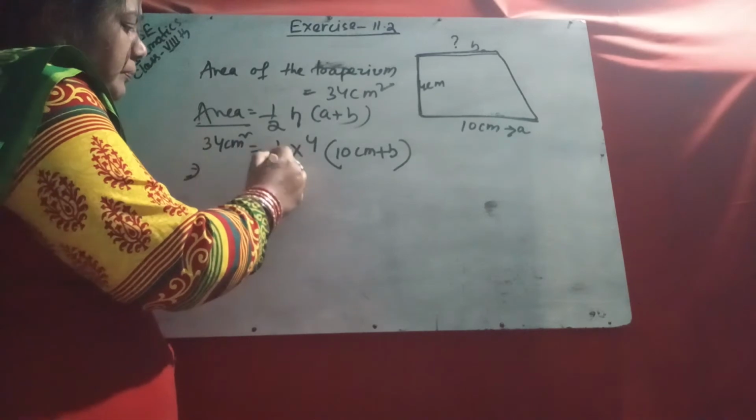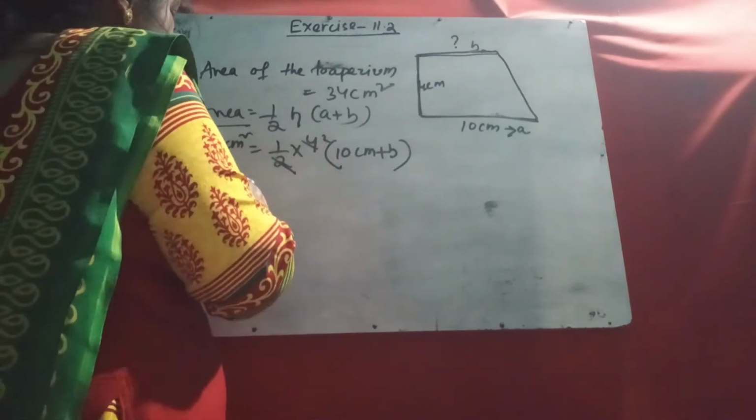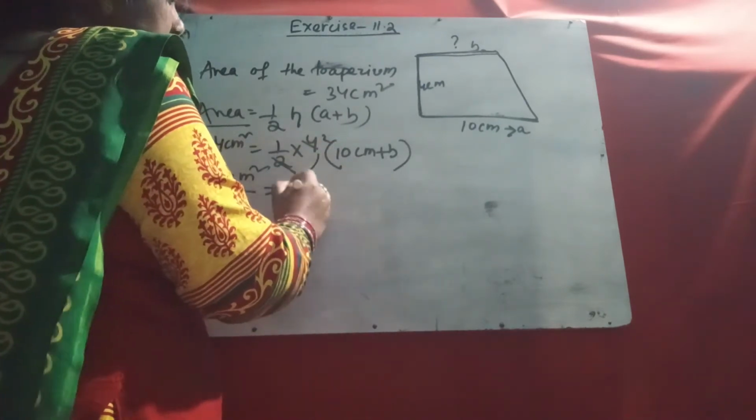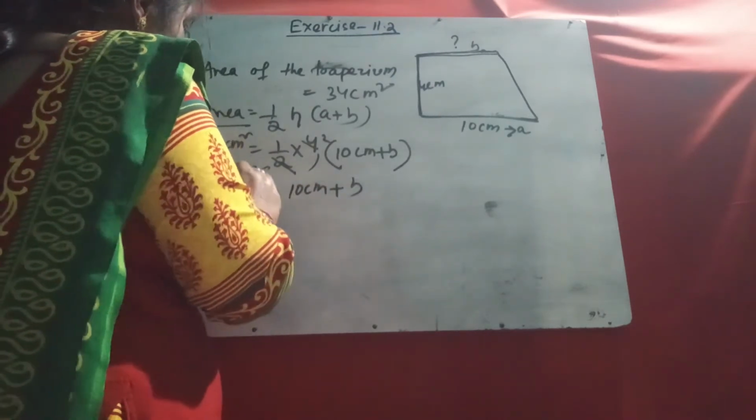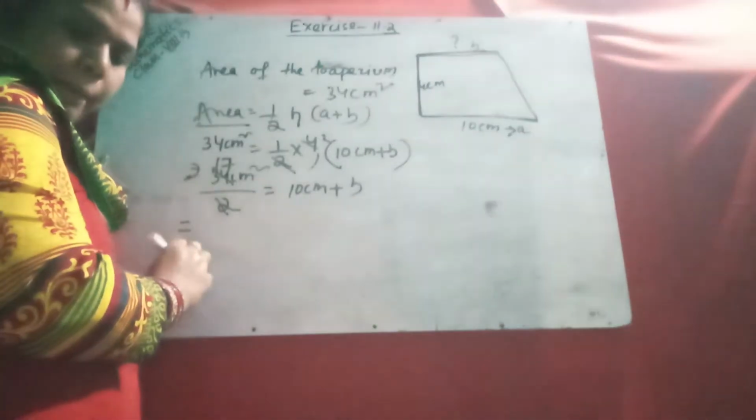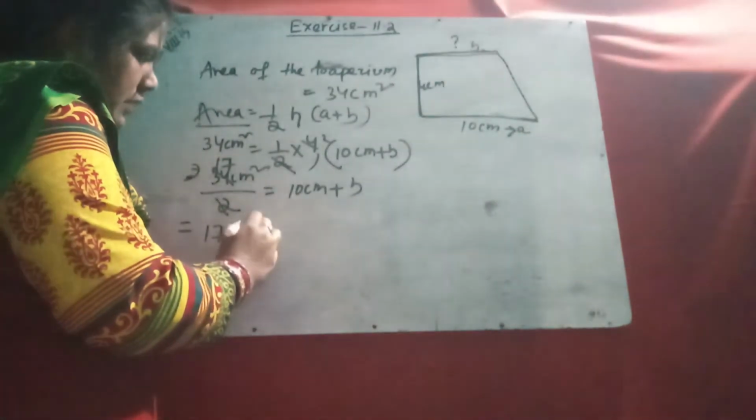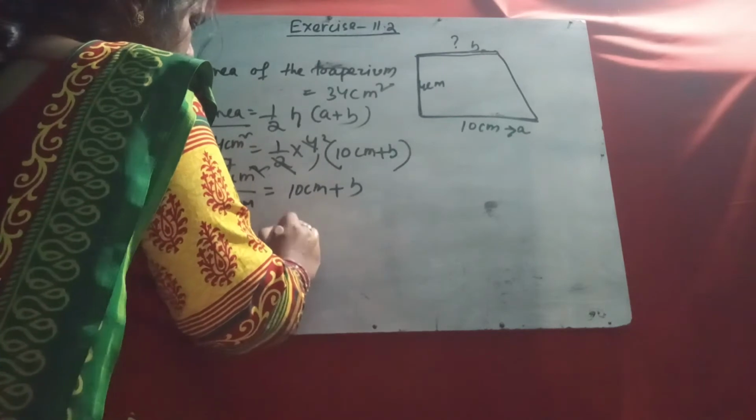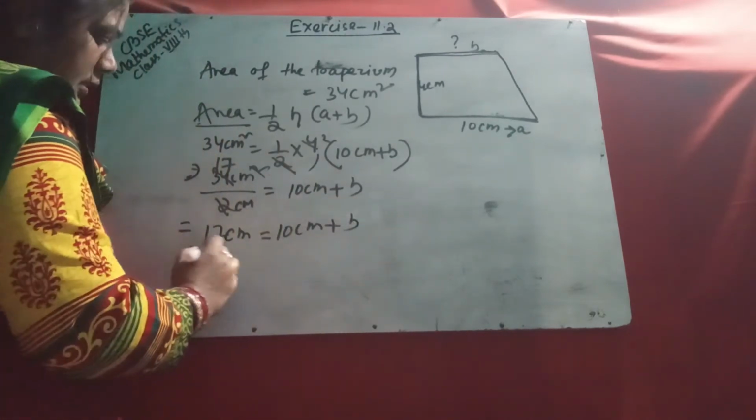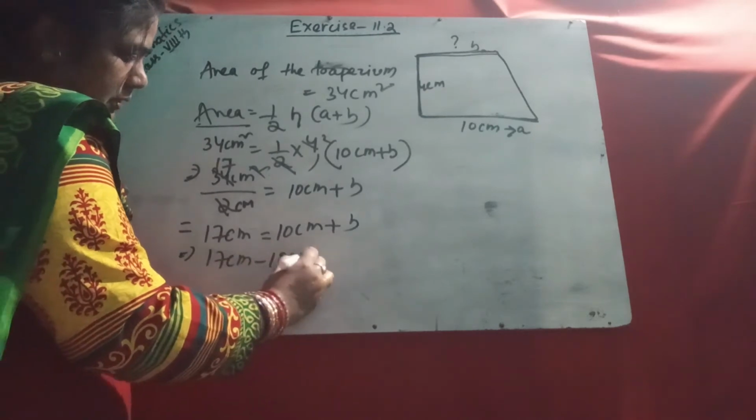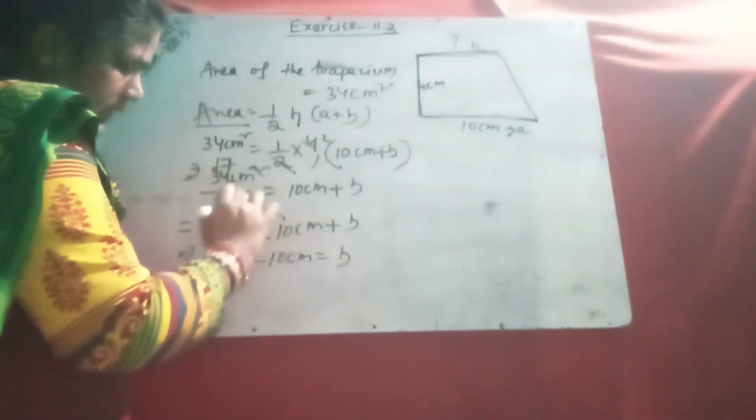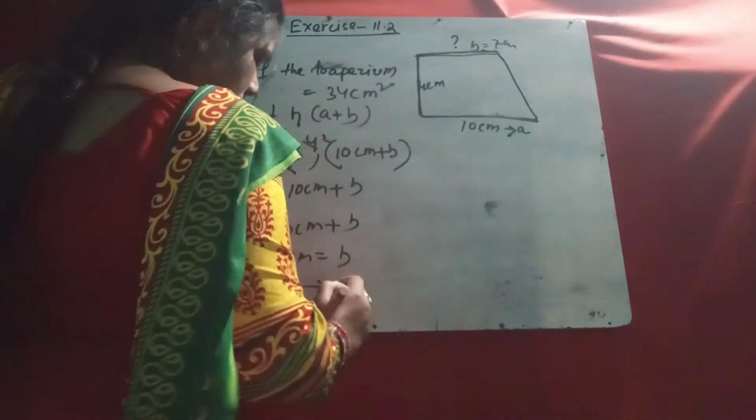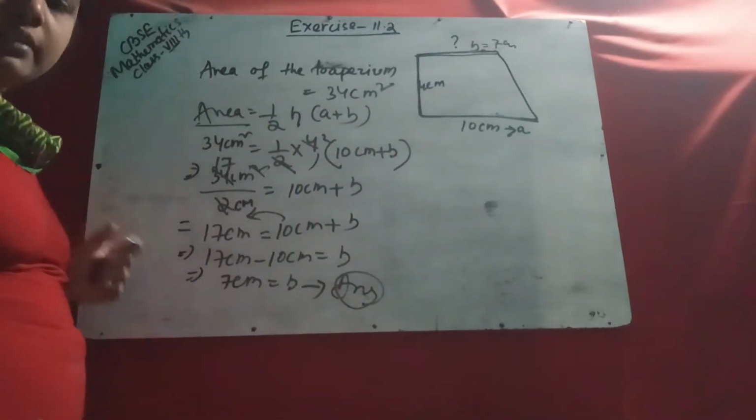So half into 4 is 2, then 34 cm square by 2 comes to the left side, equal to 10 cm plus B. 2 times 17 is 34, so that is 17 cm equal to 10 cm plus B. That is 17 cm minus 10 cm equal to B. This will come to this side, then 7 cm equal to B, which is the other side. So B equals 7 cm. This is the answer, the other side of the trapezium.